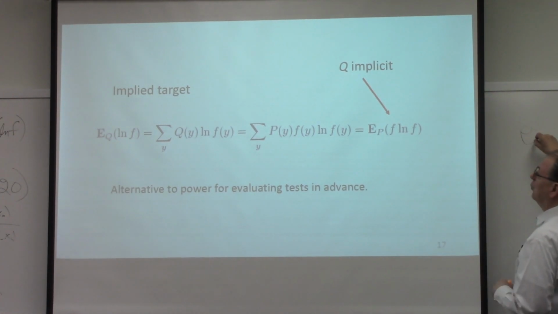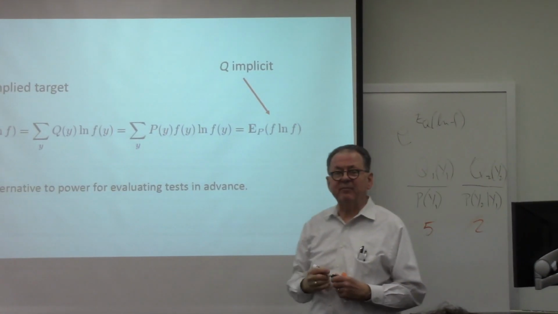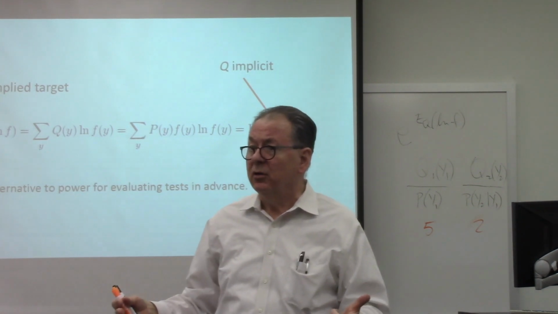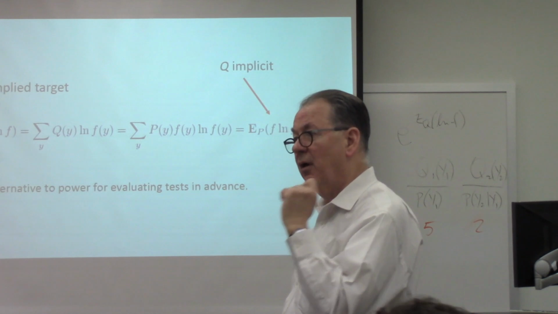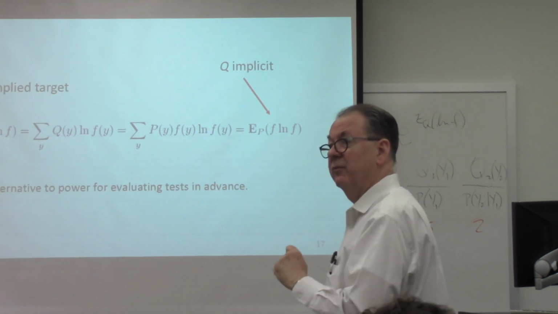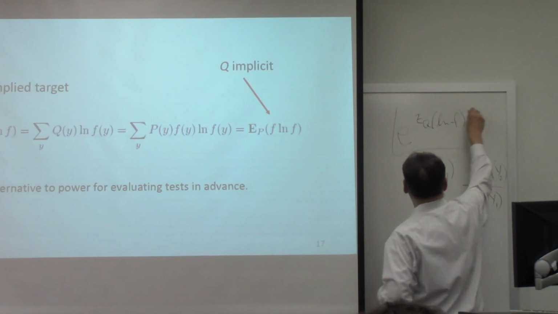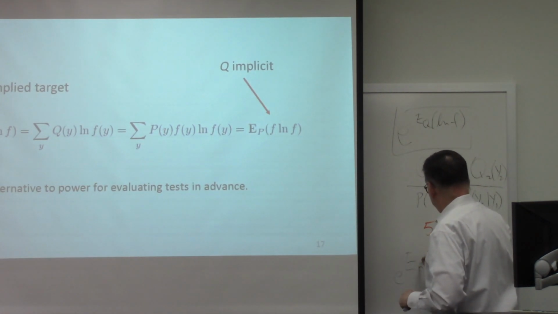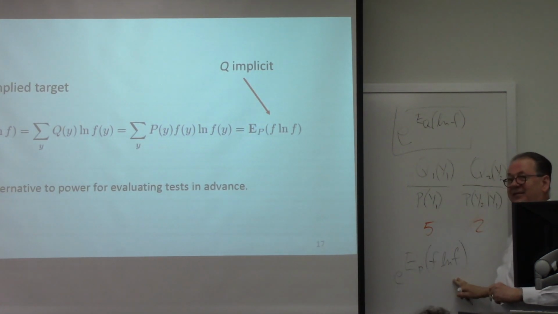E to the thing I'm trying to maximize. This is the amount, roughly speaking, that undoes the logarithm. So this is kind of the betting score I'm aiming for. I'll call this my implied target, the betting score I'm aiming for. So I could write it like this, or I could write it like this. And I thought it was fun to write it like this.